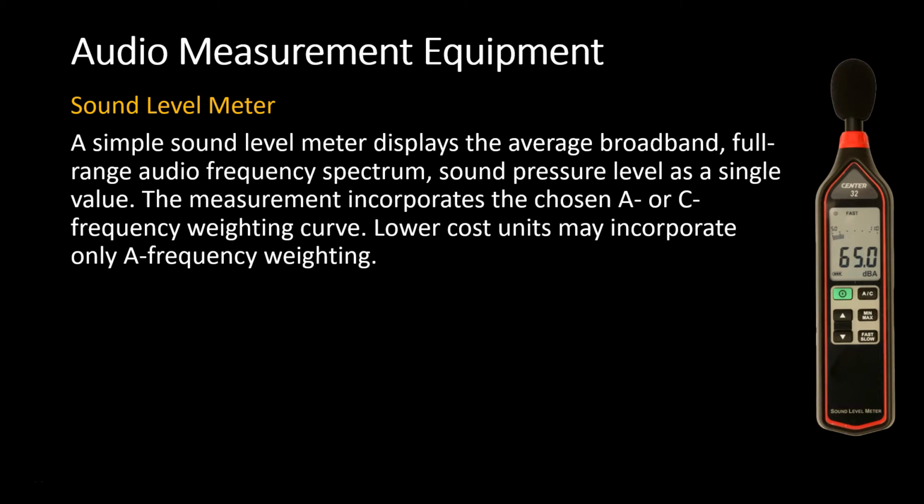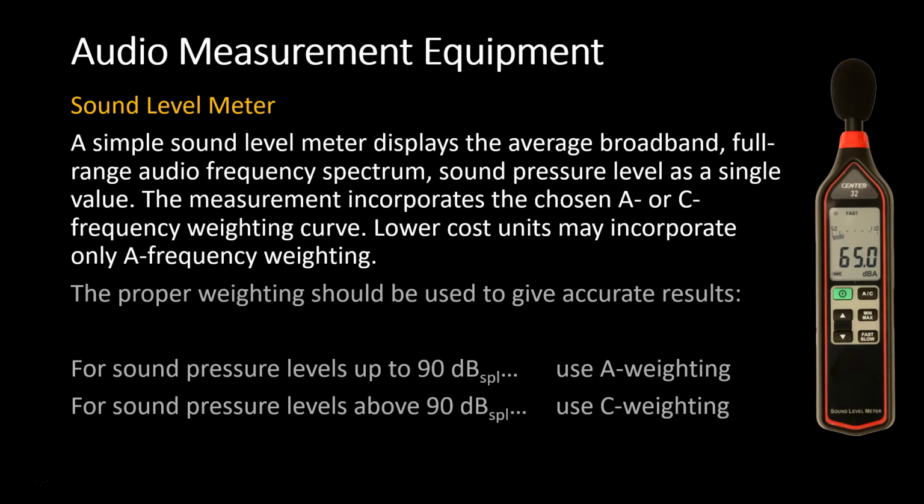It receives the sound pressure levels in this calibrated microphone, and then you can usually choose between the A and the C weighting for the frequency response. Lower cost units may only include the A weighting because it's more expensive to include the electronics to do the C weighting as well.